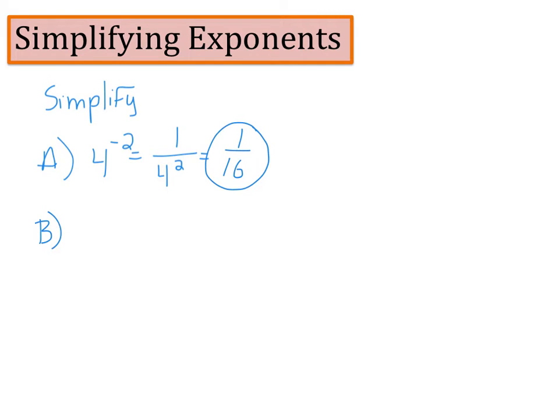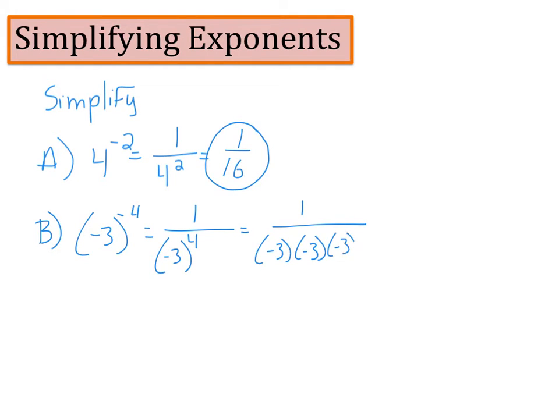Okay, for our next example, let's try negative 3 raised to a negative 4. Same thing: we go 1 over that same number raised to the opposite exponent, which is 4. We can do this out by hand. We know that if we're raising something to the 4th, we're multiplying that number by itself 4 times. So negative 3 times negative 3 becomes 9, twice. So our answer is 1 over 81.